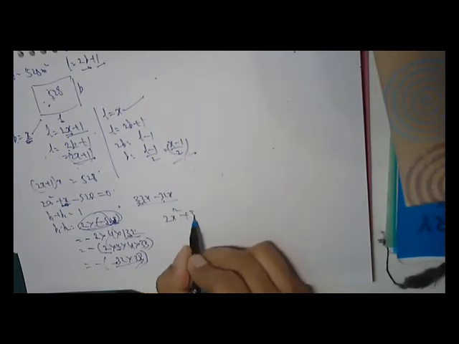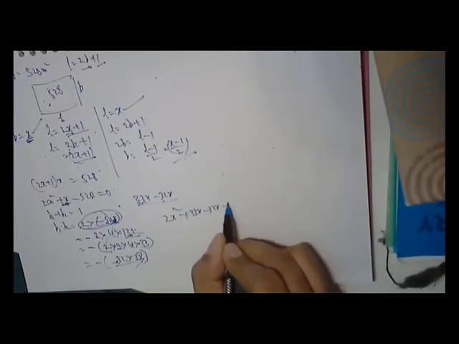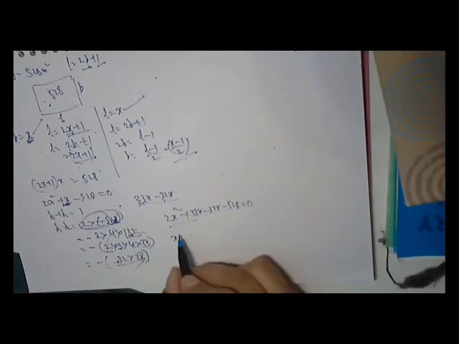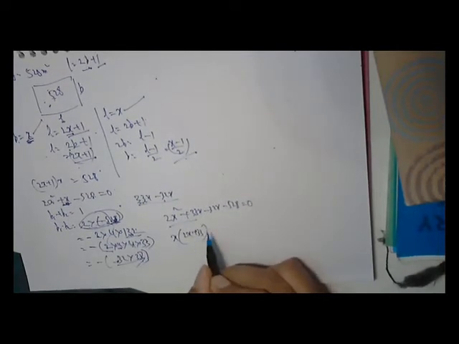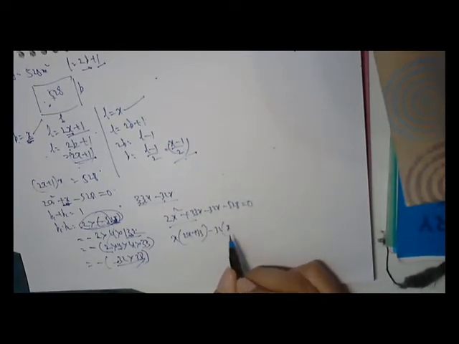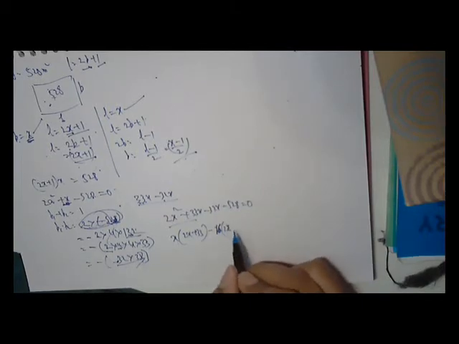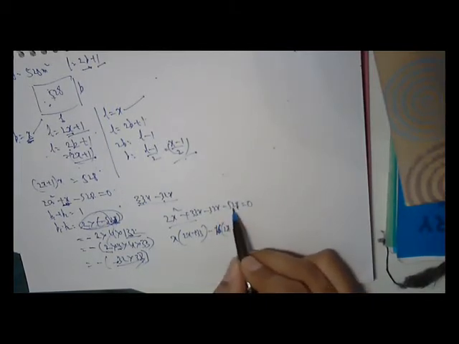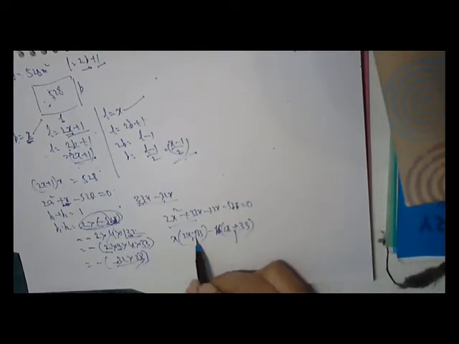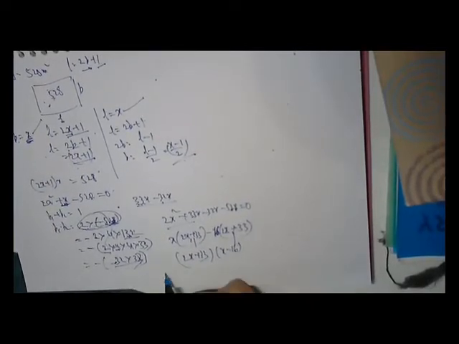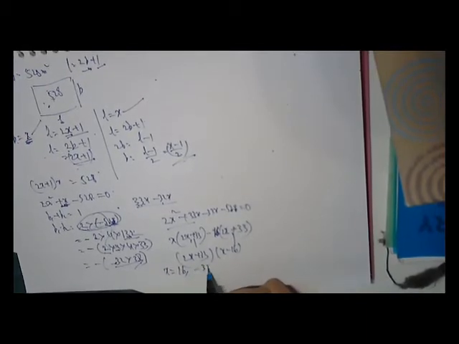So what I have done here: 2x squared plus 33x minus 32x minus 528 is equal to 0. I take x common here: x(2x plus 33), minus, I take 16 common here, 16 twos are 32. 2x plus, when I divide by 16, 16 threes are 48. So these two are common. So (2x plus 33) into (x minus 16). So what is x? x is equal to 16 or minus 33 by 2.